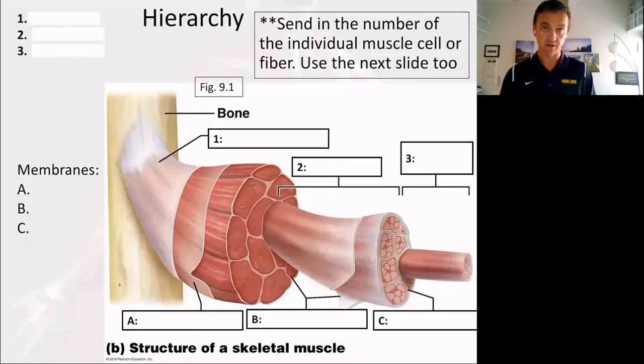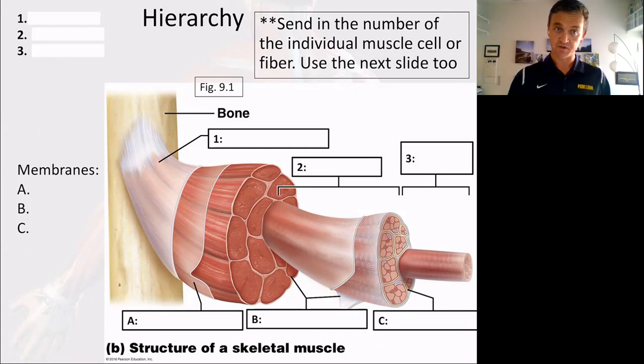Let's take a look at that. We have a nice picture of it here. What I'd like you to do is pause for a second and see if you can fill in 1, 2, 3, which are the structures, and then A, B, C, which are the membranes. Take a second, pause, and see if you can fill that in.